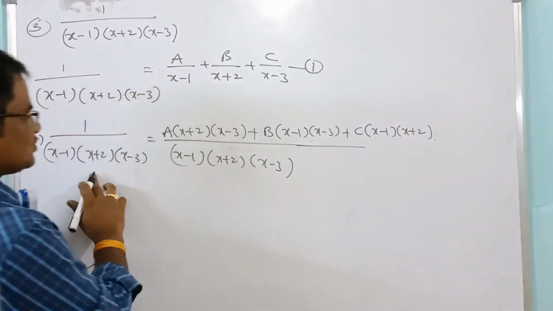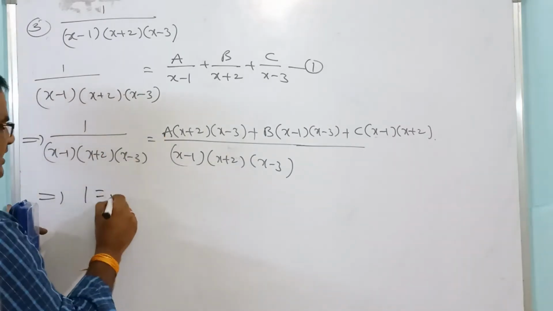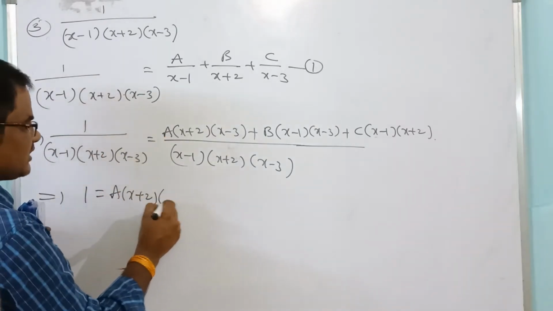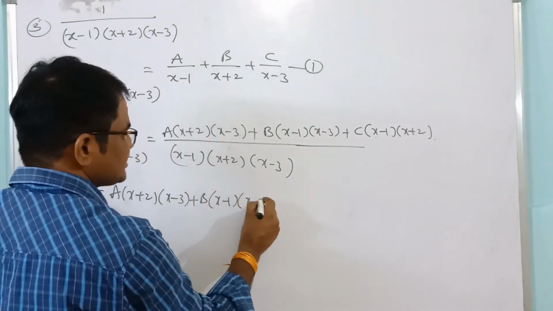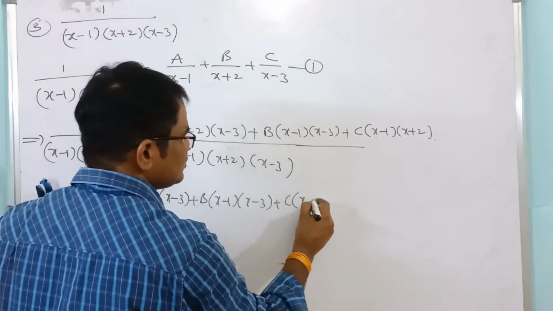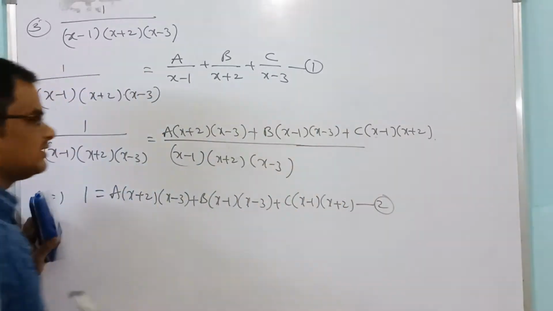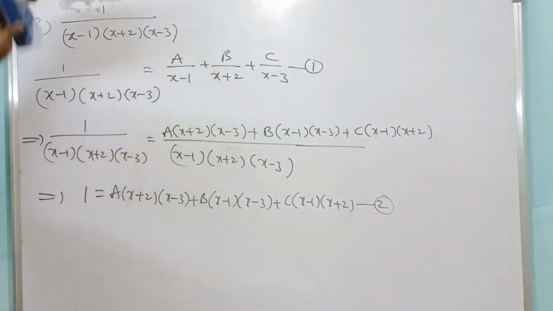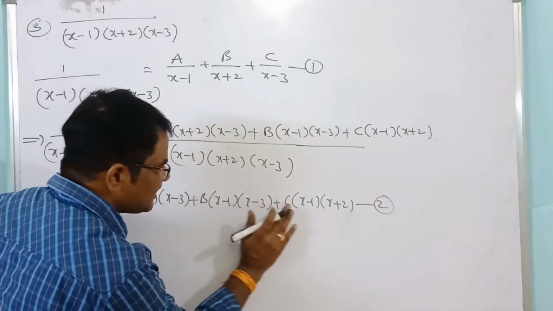So here in these two, this one you can remove. What is remaining? Numerator 1. So A into (x plus 2)(x minus 3) plus B into (x minus 1)(x minus 3) plus C into (x minus 1)(x plus 2). Take this as equation number 2. Now we have to find the values of capital A, B, C.